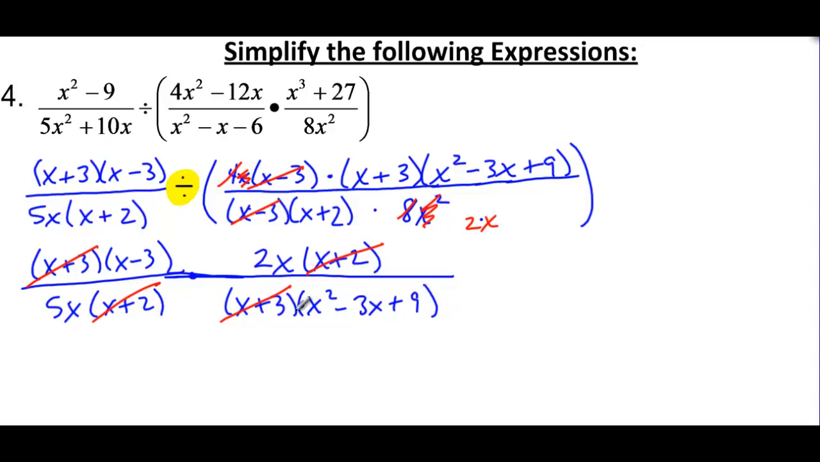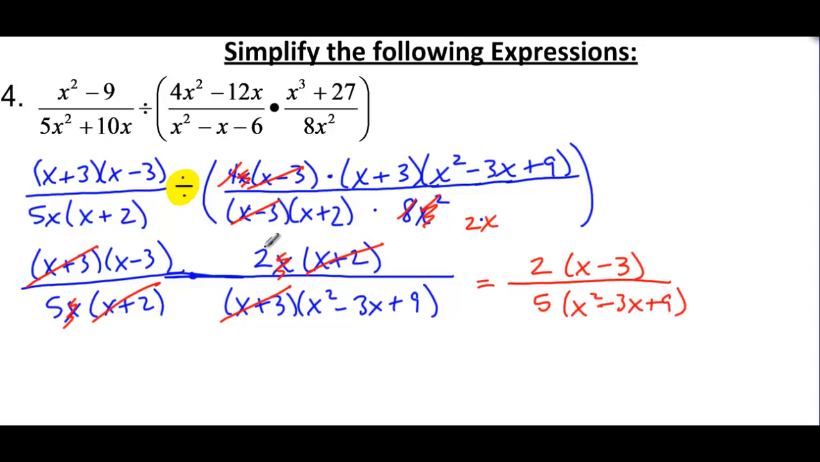And now, none of the parentheses reduce. I have a standalone 5 and a standalone 2 which don't reduce, but I have this x in the denominator and x in the numerator. So now let's see what we're left with. In the numerator, I have a 2, and it's typical that we put our numbers first, and an x minus 3. In the denominator, I have a 5 and an x squared minus 3x plus 9.